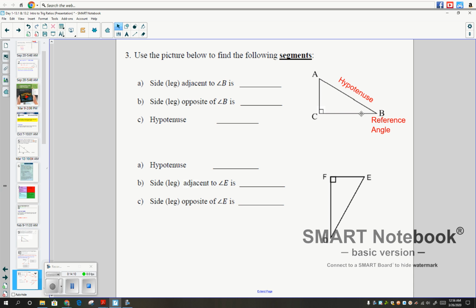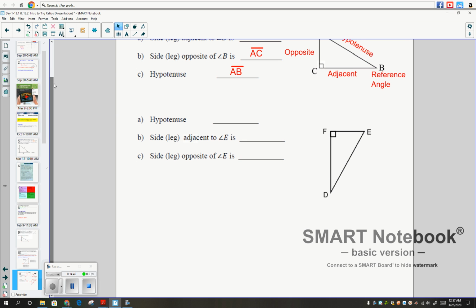Where's the leg that is next to my reference angle, which is B? It's segment BC down here. So that's adjacent. AC is across from it. That's what I call the opposite. So which side or leg is adjacent to angle B? Well, it's segment BC. Which side or leg is opposite of angle B? Which one's across from it? Right here, that is segment AC. And what's the hypotenuse? Across from the right angle. Again, we could label these A, B, C, and go from there.